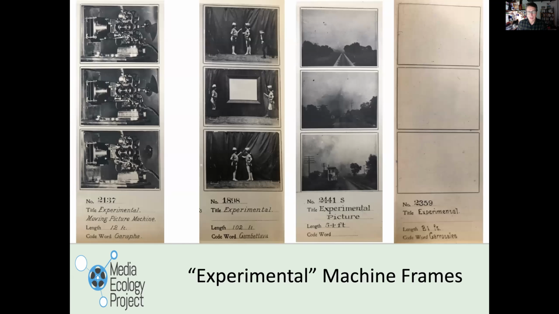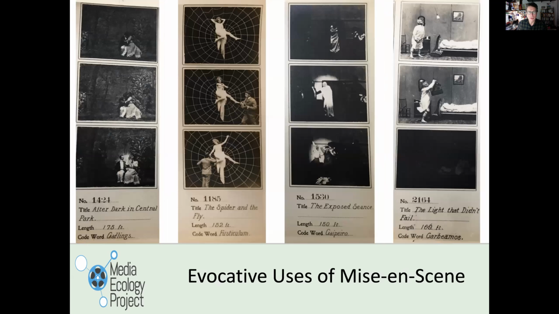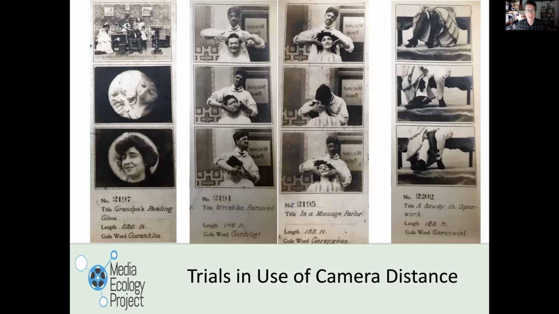These are among my favorites. I love that there's a selection of these keyframe entries called experimental, the big one being the moving picture machine on the left. And there really is a lot of abstraction and interesting materials in here, a lot of evocative uses of mise-en-scène and lighting styles, even going to a dark screen at the bottom of that final slide. Many examples of trials in how to use camera distance, classic Grandpa's reading glass, which I think every studio made some version of.